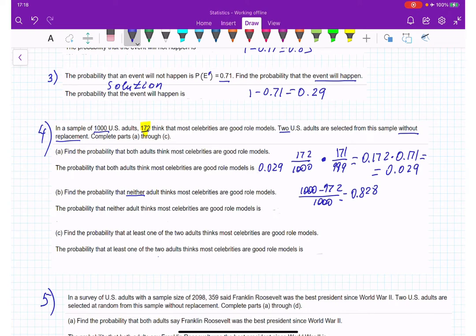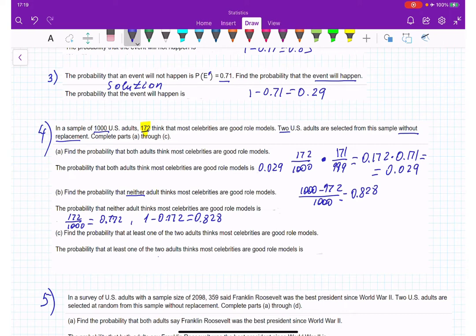Okay? The other way also you can do, you take 172 over 1,000. You know it's 0.172. So 0.172, it's a probability for the people who believe that celebrities are good models, which means leftover, it's going to be 1 minus 0.172, and it's going to be equal to 0.828. Either way, it's going to work.